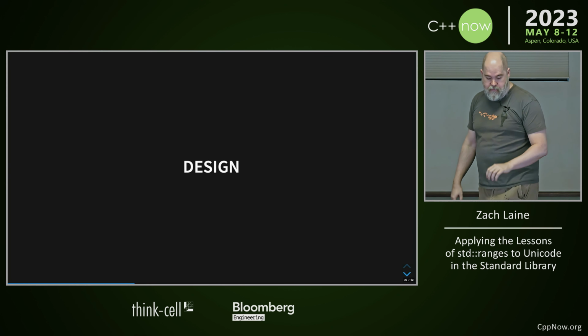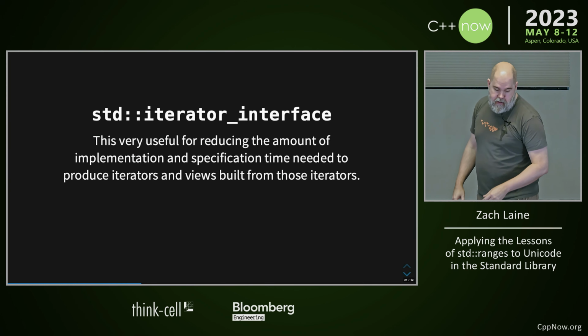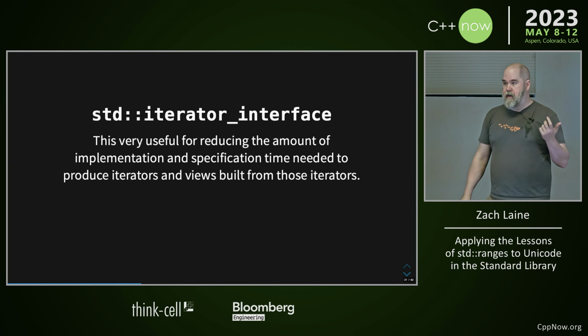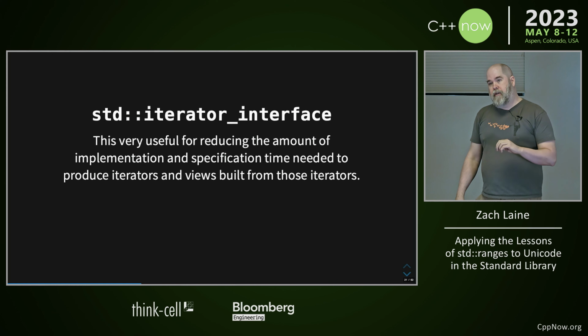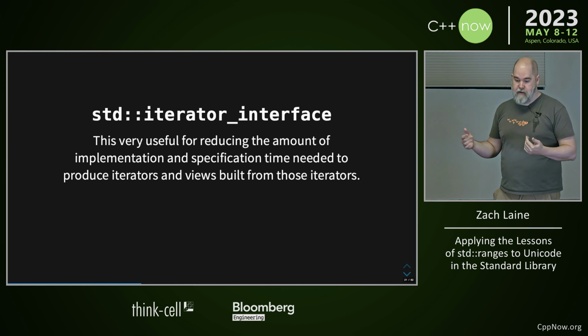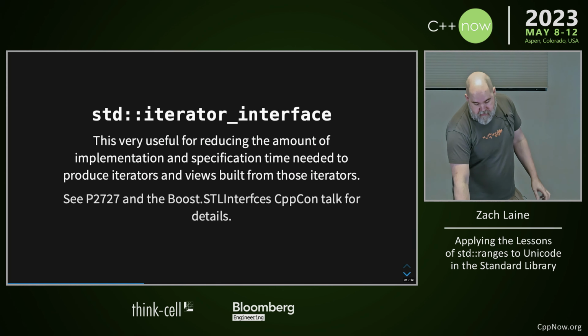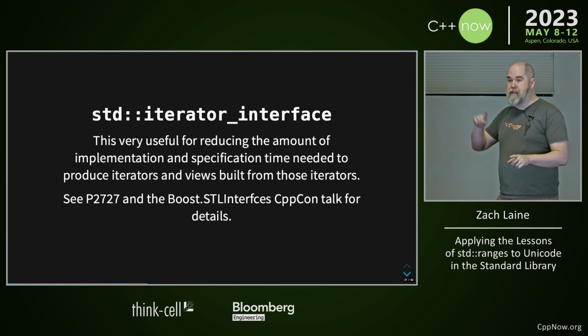Okay, so now the design itself. The first element of the design is standardizing something that I presented a couple years ago at CppCon, Boost STL interfaces. So this iterator interface template is part of that. And I wrote it explicitly because I was having to write so many custom iterators for the text stuff that I needed some way of making it easier and making the defect rate lower, because it's very hard to test all this stuff. And so a lot of the testing kind of fell by the wayside. So this is not strictly Unicode stuff, but it's a dependency of all the Unicode stuff.